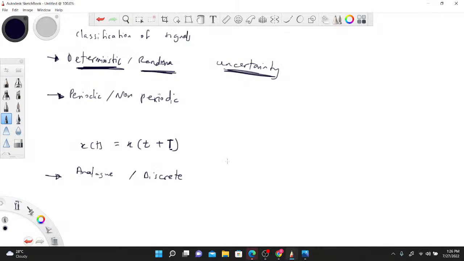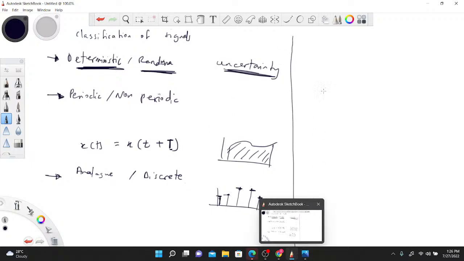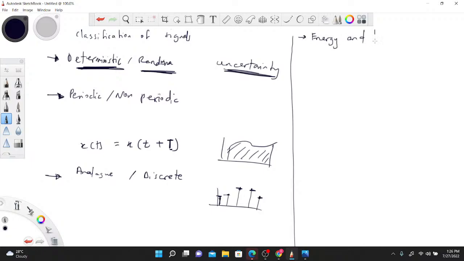We know that analog signals are signals that are continuous for every time value. Discrete signals have some points, meaning they have values at only some specific times. Then what really caught our attention, what we spent time on the most, is something we call energy and power signal.